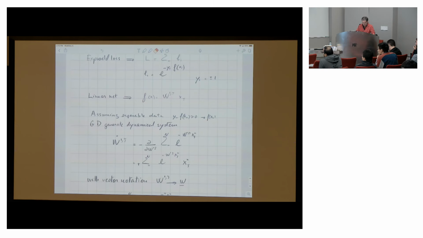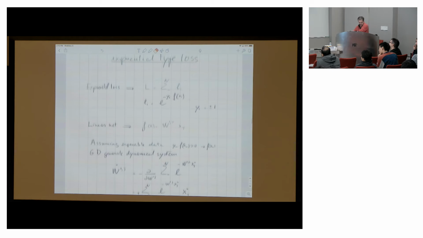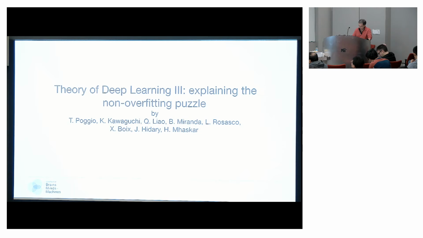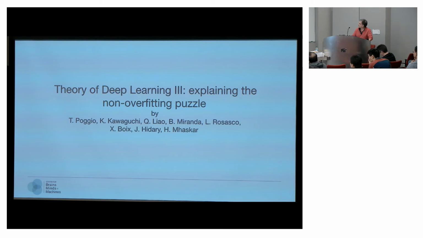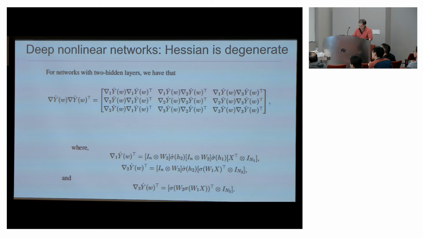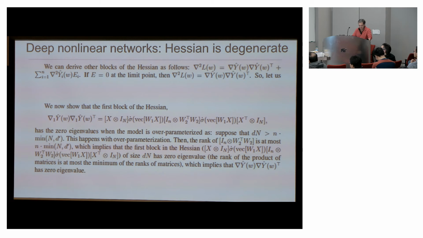Now, with exponential losses, the situation is even more interesting. This result about the degeneracy of the Hessian is by Kenji Kawaguchi. I'm just showing this to make the point that they did something a bit complicated.